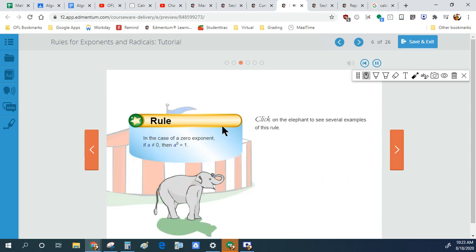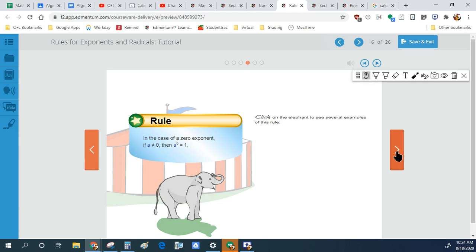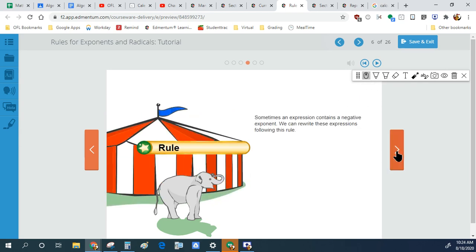So again, they're saying that as long as A is not 0, as long as our base, this number at the bottom, we call this our base. We call our exponent also our power. Exponent, power, however you want to call it. As long as our base is not 0, when we have an exponent of 0, everything is going to be 1, no matter what it is.